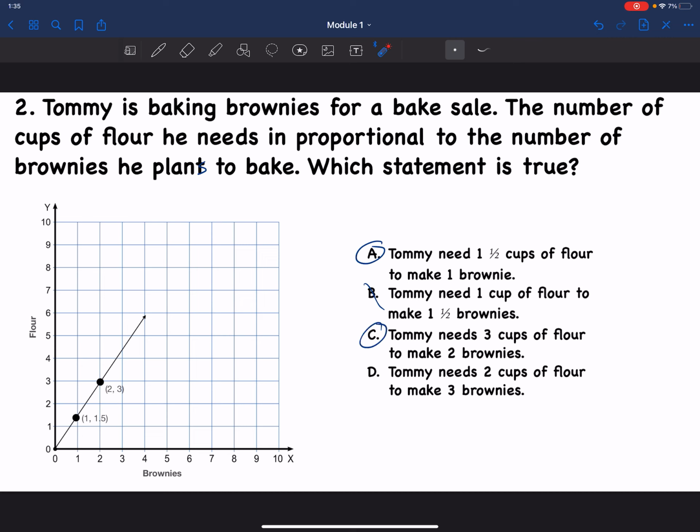And then let's check our next one. 2 cups of flour to make 3 brownies. So 2 cups of flour does not line up with 3 brownies, right? There's no point there. So that one is not true either. So all we're doing is kind of checking our graph to see if these points exist or not.